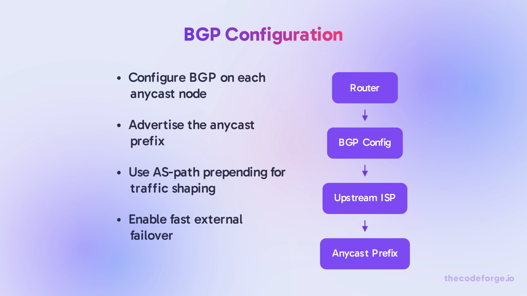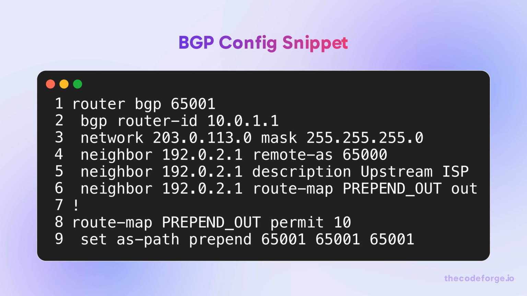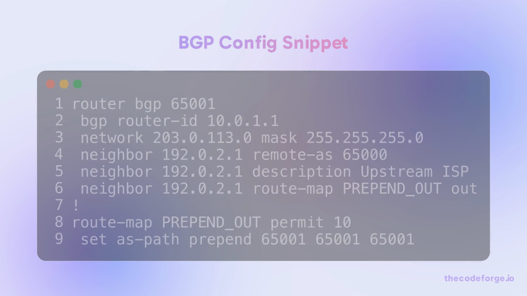Here's a production BGP configuration snippet. Each Anycast node announces the same prefix. AS path prepending makes a path longer, so it's less preferred, useful for balancing traffic across sites. This config sets up BGP on a Cisco router, advertises the Anycast prefix, and prepends the AS number 3 times to make this site less preferred. Adjust prepending to balance traffic.